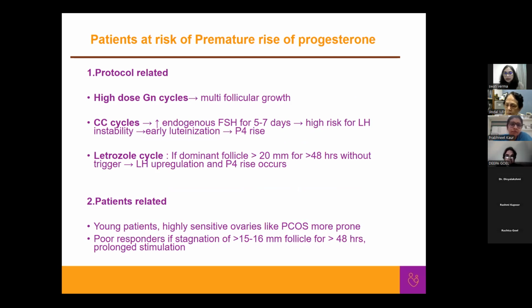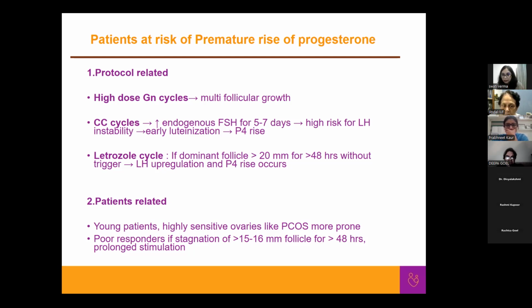So, which patients are at risk of having high progesterone before the trigger? This could be protocol-related factors or patient-related factors. In the gonadotrophin cycles, multiple follicular growth itself causes high E2 levels and premature LH rise. In the CC cycle, high endogenous FSH levels remain for 5 to 7 days, so again the same factors are there. In the letrozole cycle, if the dominant follicle, that is more than 20 millimeter size, remains for more than 48 hours without a trigger, that itself can cause LH upregulation and the progesterone rise occurs.